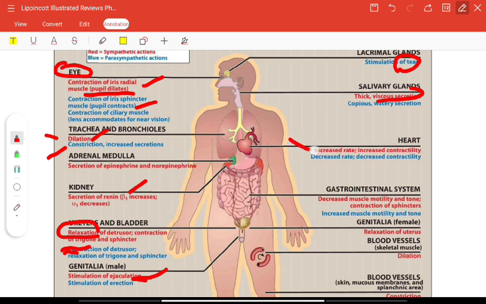Increased rate in sympathetic and decreased rate in parasympathetic. Decreased motility in sympathetic and increased muscle motility in parasympathetic. Relaxation of the uterus in sympathetic, dilation of blood vessels in sympathetic, and constriction of blood vessels in sympathetic as well.